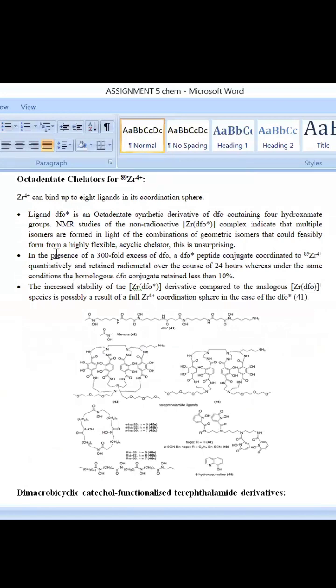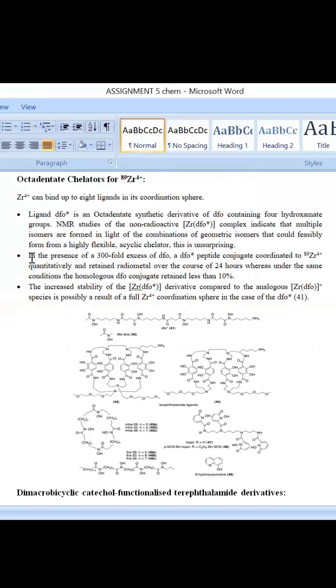The next point is octadentate chelators for zirconium-89. Zirconium can bind up to 8 ligands in its coordination sphere. Ligand DFO* is an octadentate synthetic derivative of DFO containing 4 hydroxamate groups. NMR studies of the non-radioactive zirconium DFO* complex indicate that multiple isomers are formed, in light of the combinations of geometric isomers that could feasibly form from a highly flexible acyclic chelator.